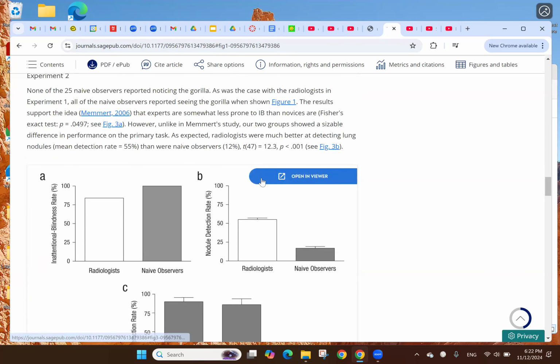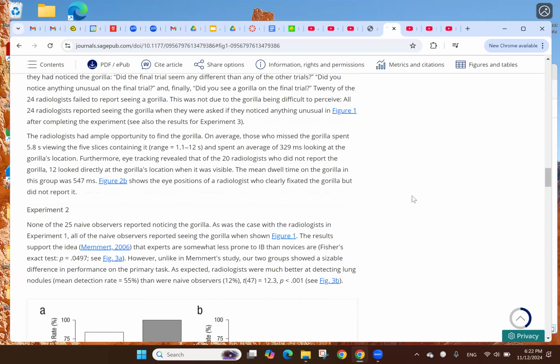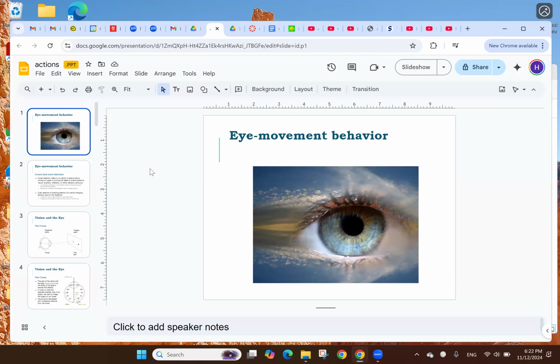This is an important study in inattentional blindness. We talked last time about expert attention behavior, and this is an example where expert attention behavior could be really faulty. You could miss really important, really big, salient stuff if you're not paying attention to it. All right. On that note, we're going to talk about eye movement behavior.